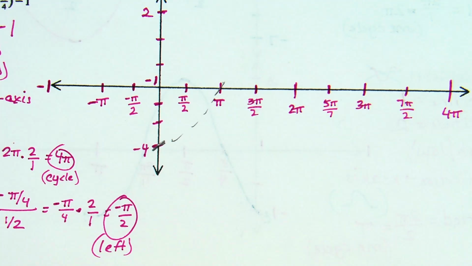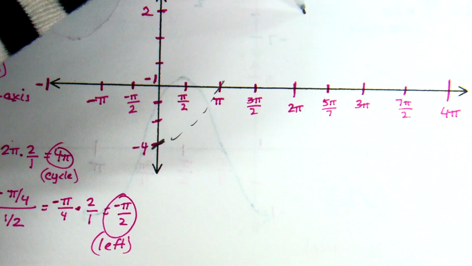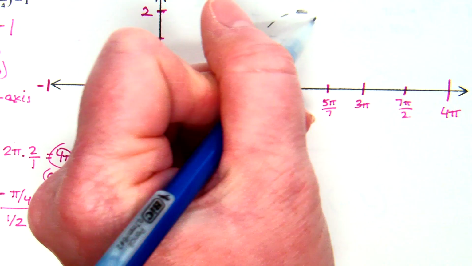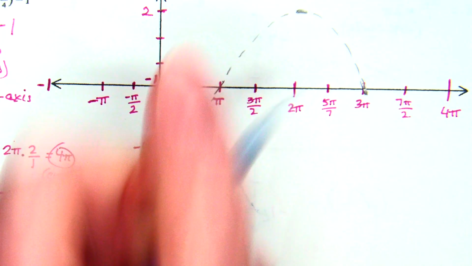What's the next quarter mark? 3 pi. What am I doing at 3 pi? I'm cutting through. And my final quarter mark is at 4 pi. And what am I doing at 4 pi? I'm going to have a minimum.